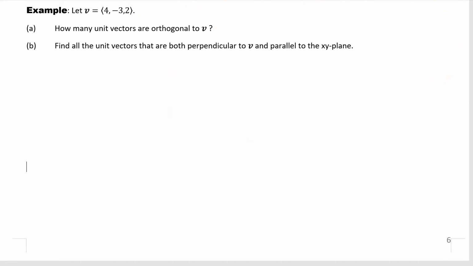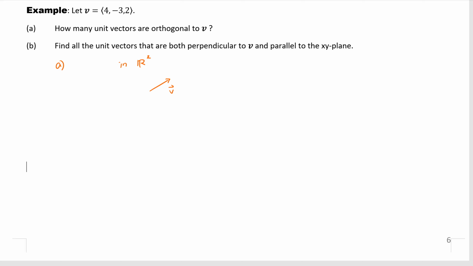Okay, let v be (4, -3, 2). How many unit vectors are orthogonal to v? Let's draw some pictures. In R2, two-dimensional space, the xy plane, if this is the vector v, how many unit vectors are orthogonal to v?